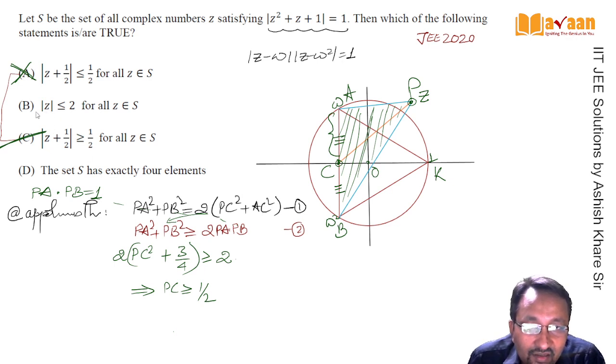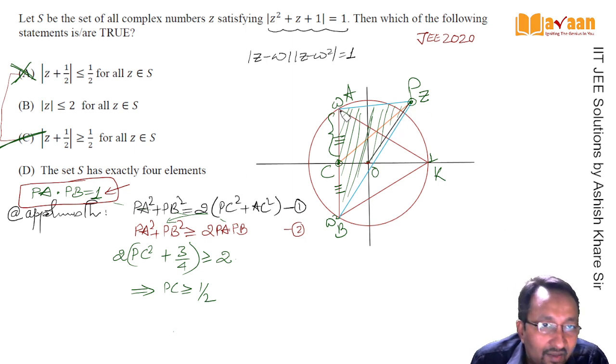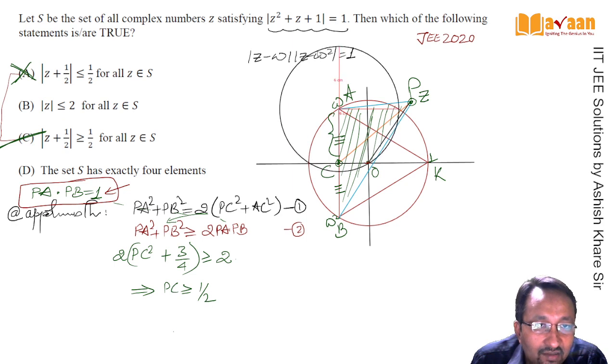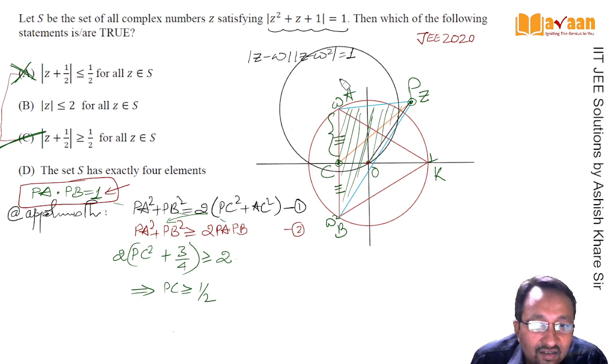The second option to be tested is whether mod Z is at most 2. Let me introduce mod Z into the picture. I join O with P because that's mod Z. Geometrically we don't go ahead much. The only thing I realize is that mod Z, as the OP distance, cannot grow infinitely, because if I take P far away, then the product PA into PB cannot be equal to 1. So I take a circle of radius 1 with center A. As long as P lies inside the circle, distance PA is less than or equal to 1.